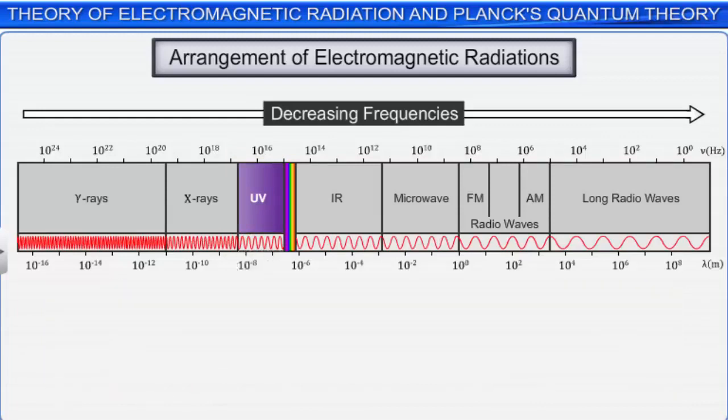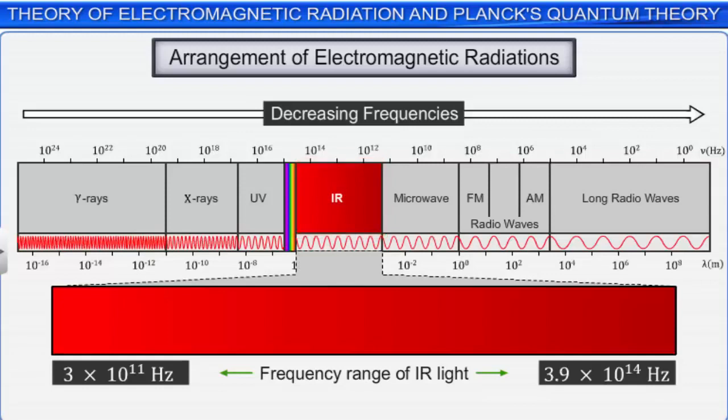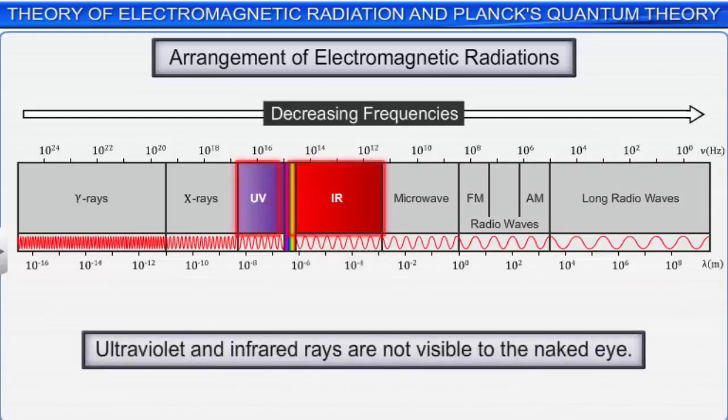The region below the red color is called the infrared region, and the frequency of the waves of this region is 3 into 10 to the power 11 to 3.9 into 10 to the power 14 Hz. Ultraviolet and infrared rays are not visible to the naked eye.